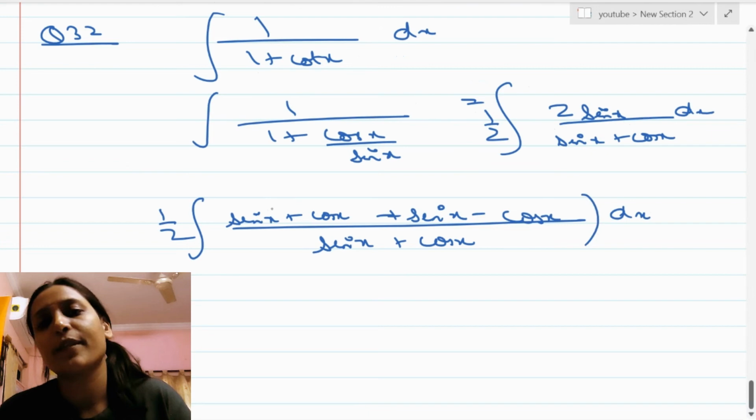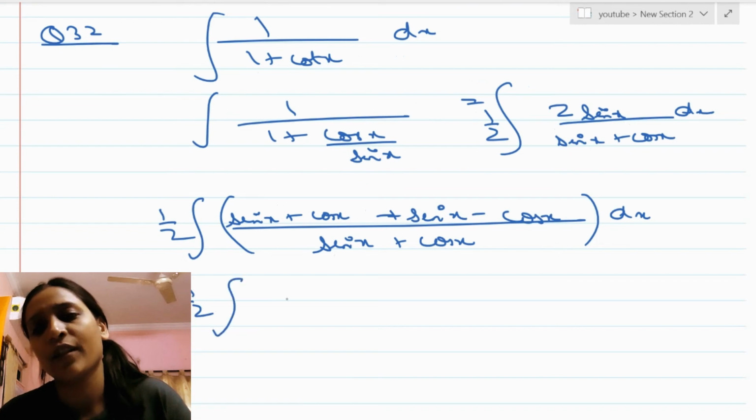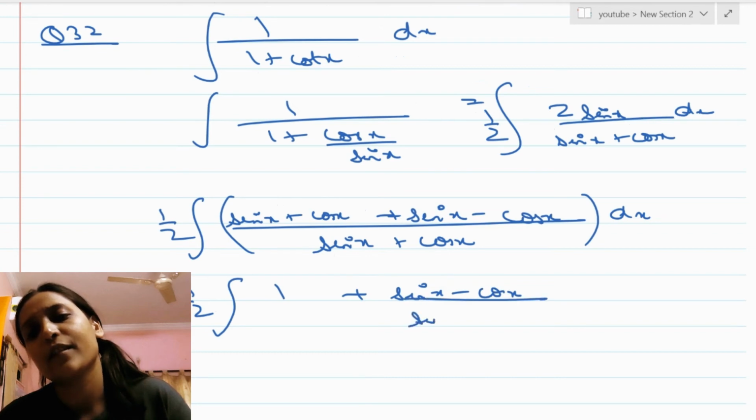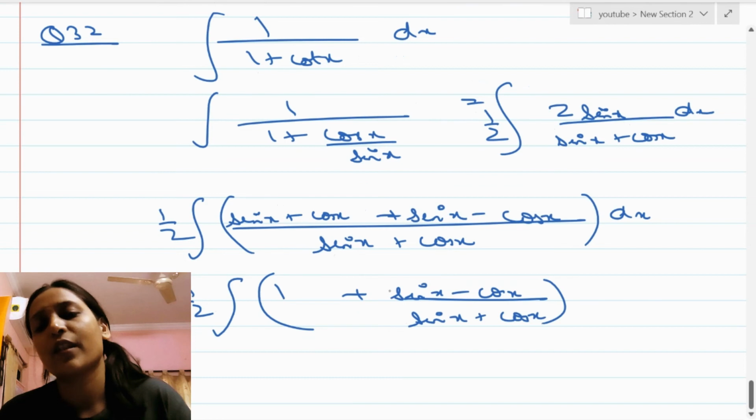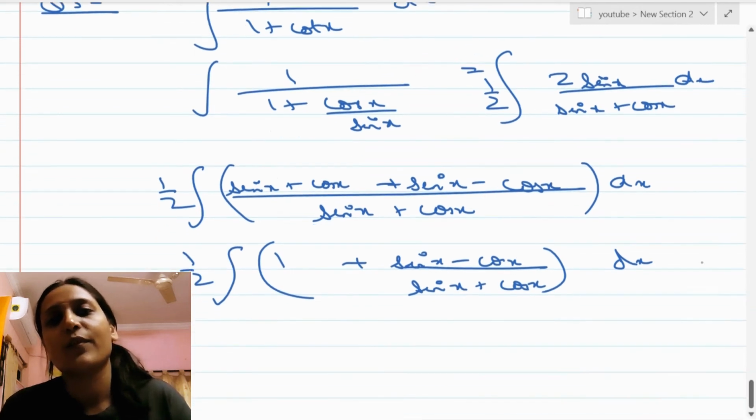Now you can split this up so that it's sin x plus cos x by sin x plus cos x, which will be nothing but 1 plus sin x minus cos x divided by sin x plus cos x dx. Now if we differentiate the denominator, we are going to get the same thing as the top, except there's a negative sign. So you would have cos x minus sin x over here instead. So that is what we can then use to substitute.